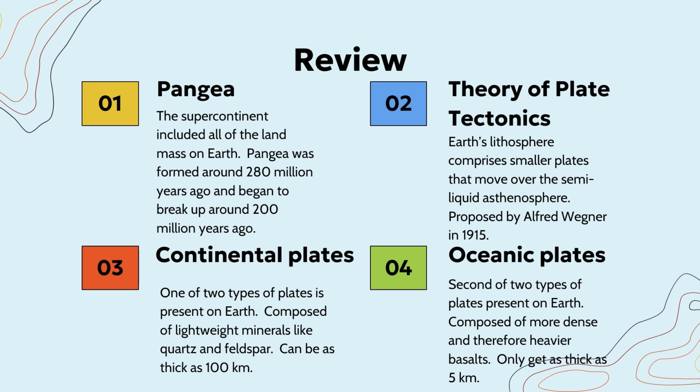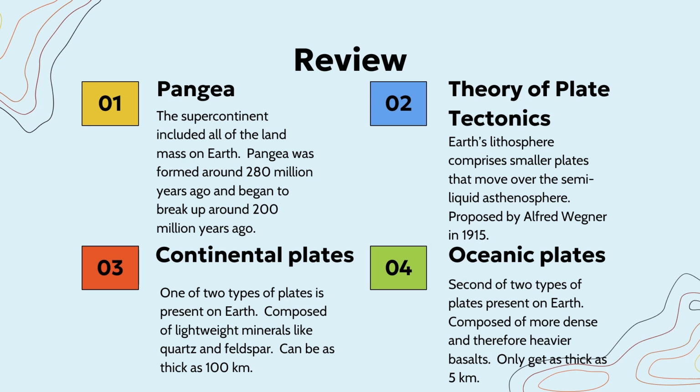Pangaea is the supercontinent that included all the land mass on Earth. Pangaea was formed around 280 million years ago and began to break up around 200 million years ago. The theory of plate tectonics was proposed by a man named Alfred Wegener in 1950, and the theory states that Earth's lithosphere comprises the smaller plates that move over the semi-liquid asthenosphere.